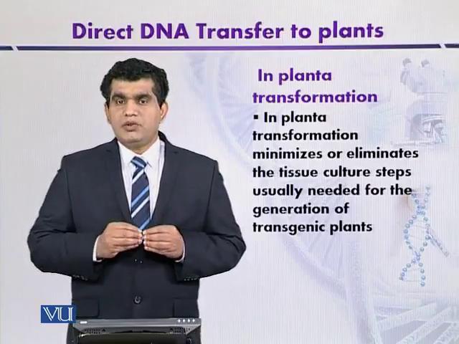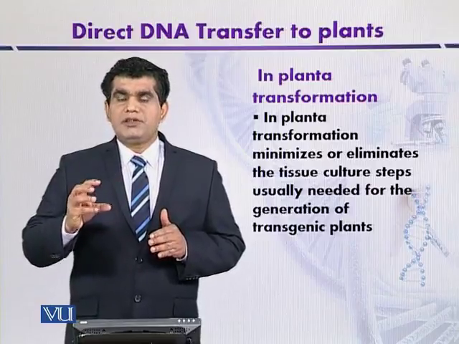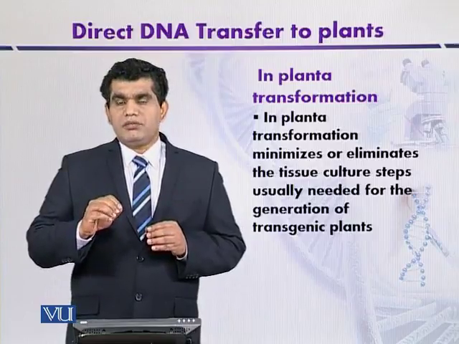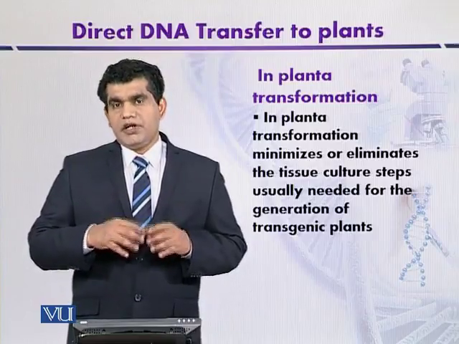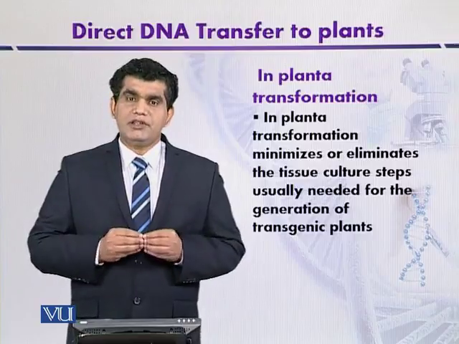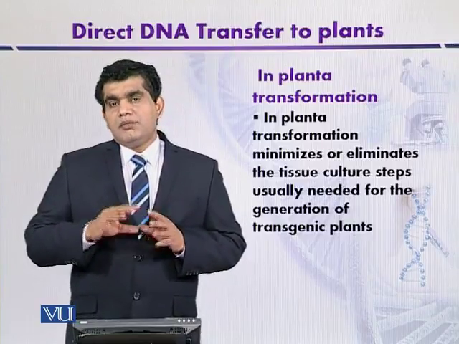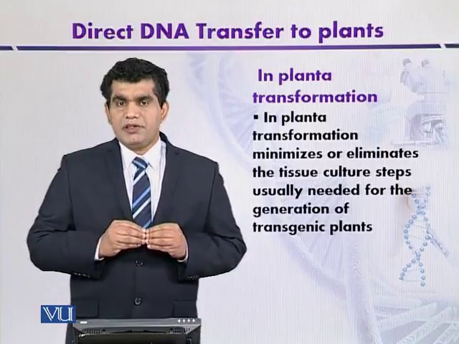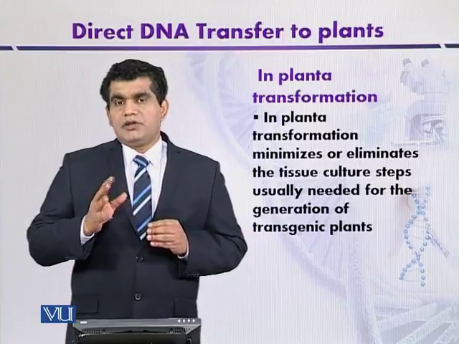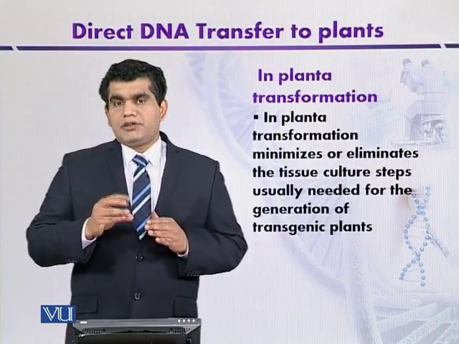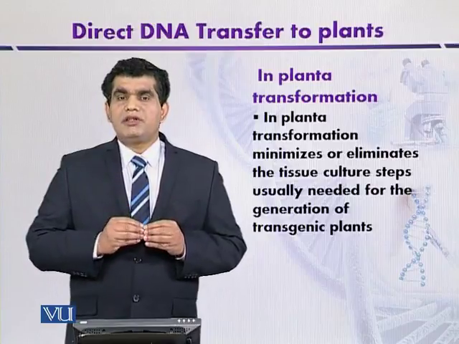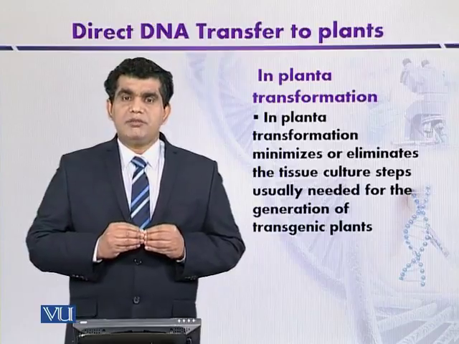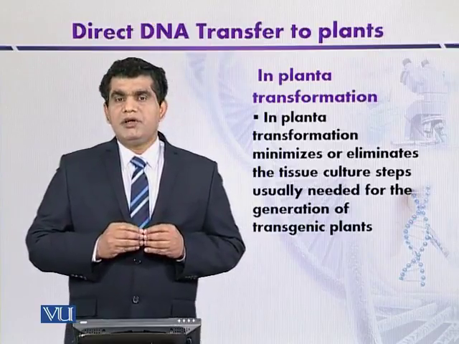So as I told you, at an appropriate stage of the life cycle it can be exploited to transform this whole plant. For example, one can say that when pollen grains are going to mature or at the stage of gamete formation, explants or apical parts like floral parts can be transformed. And here a system based on Agrobacterium tumefaciens can be used.